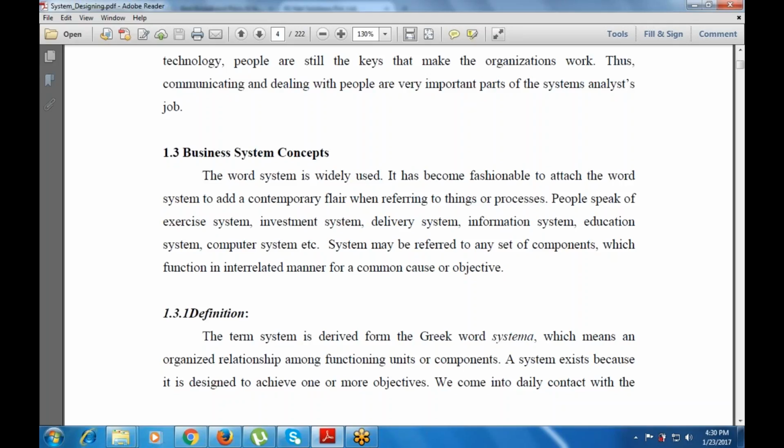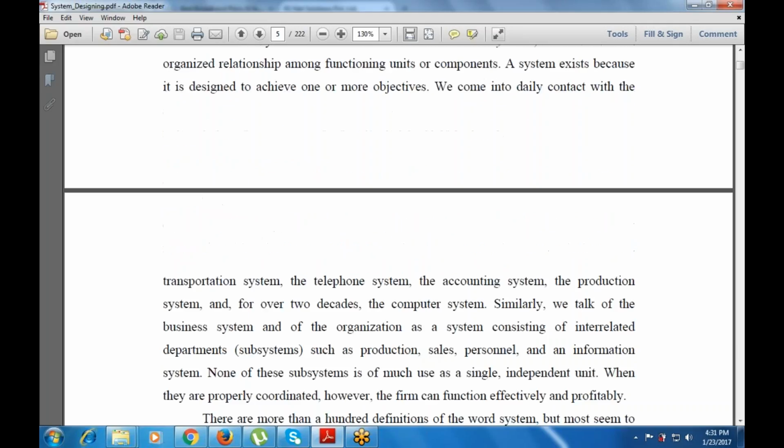The word system is derived from the Greek word systemata, which means an organized relationship among functioning units or components. That is, a system is a collection of interrelated components that perform some output. So it is an organized relationship among the functioning units or components, and a system exists which is designed to achieve one or more objectives. We come into daily contact with such systems.